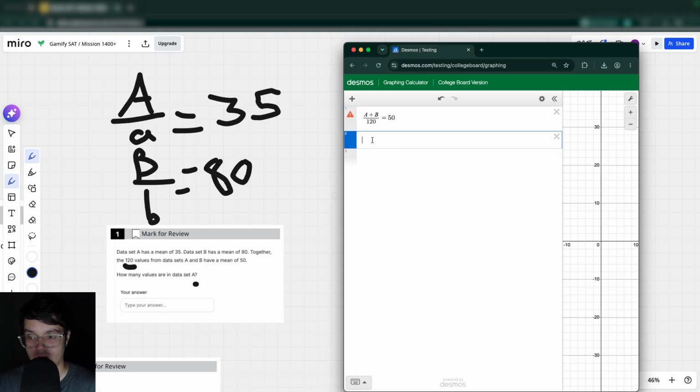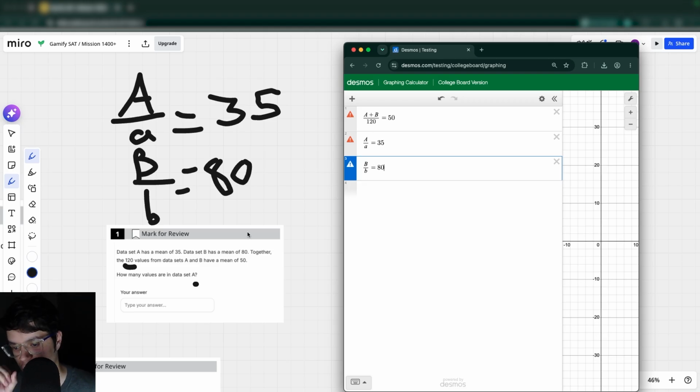That is what is going on here. And the other ones, just to write those as well, would be equal, that. Then we have this one equal to 80. And we have these three different equations here. Can you tell what the problem now is?